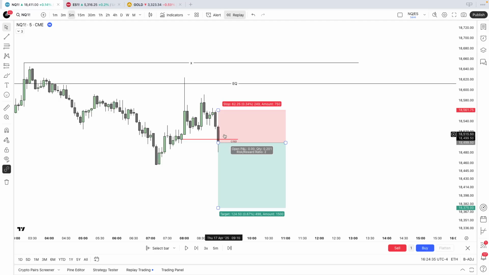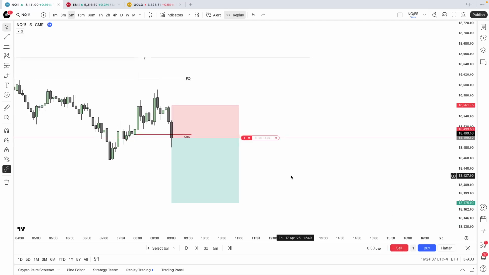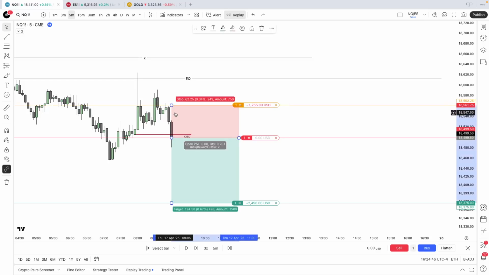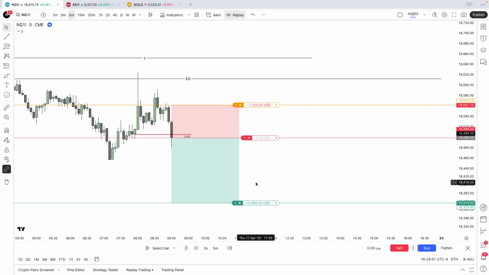And so once we have this closure, we're going to enter a short position with our take profit being at that 2-to-1 and our stop loss being at the change in state of delivery high. And you can move this around with what you're comfortable using, but this is where I probably would have placed my stop, just because nobody wants a stop that's greater than 100 points unless they have the capital to do so.